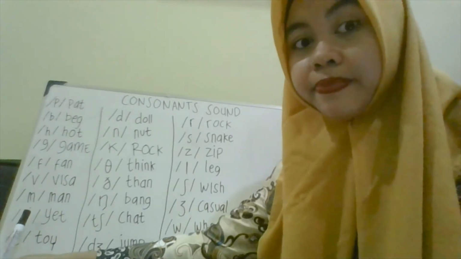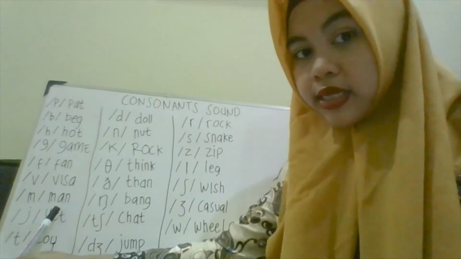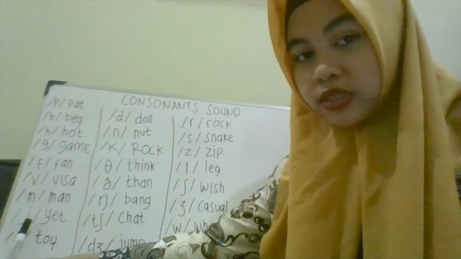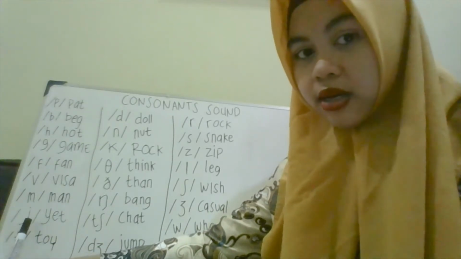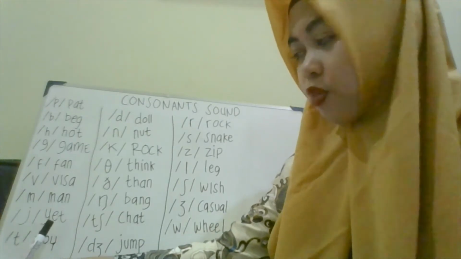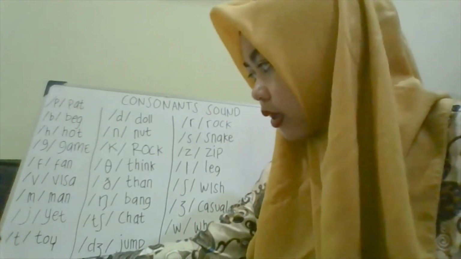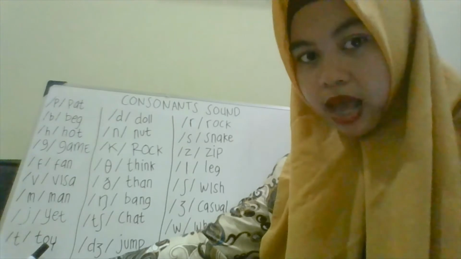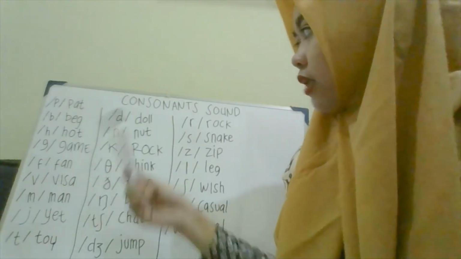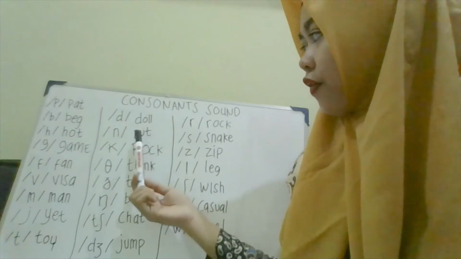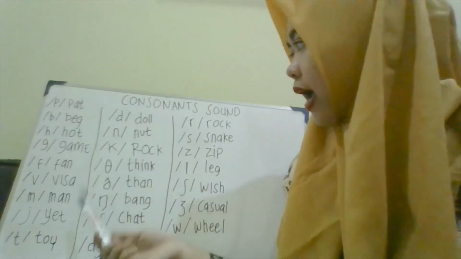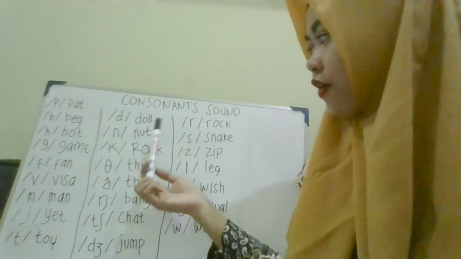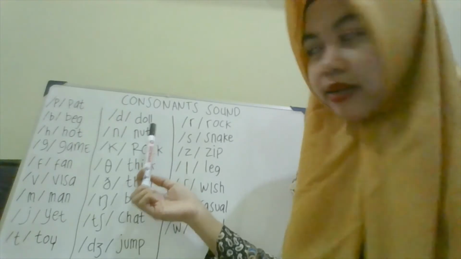There is M. The word is man. There is Y. How to pronounce it in consonant is Y. The word is yeah. And there is T. The word is toy. And D. The word is doll. And N. The word is nut.